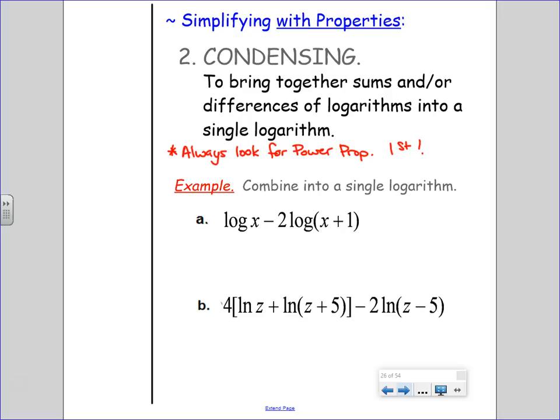We get to do a few more examples tomorrow. There's a number in front. Guess what should become first? Power. Then I can go ahead and say, hey, there's a subtraction, so I can divide. But I had to get that coefficient as a power first.